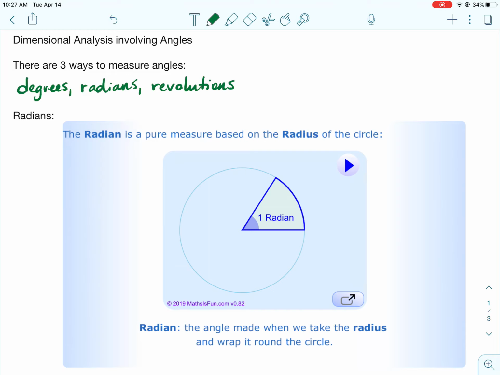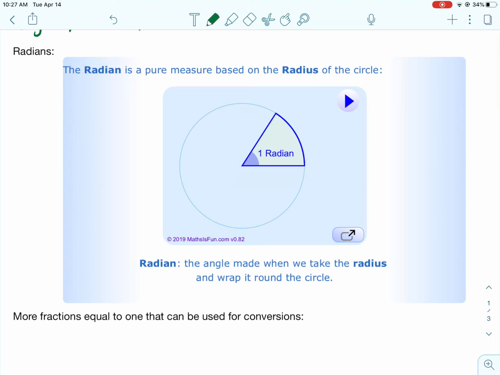radians, and revolutions. And I feel like you guys probably have a really good understanding of degrees and revolutions, because degrees is what you guys mainly do in geometry, and you can picture what 30 degrees looks like in your head. And then revolutions is completing a rotation, like going around completely. Radians is the one that's kind of harder to understand if you've never learned about it before.